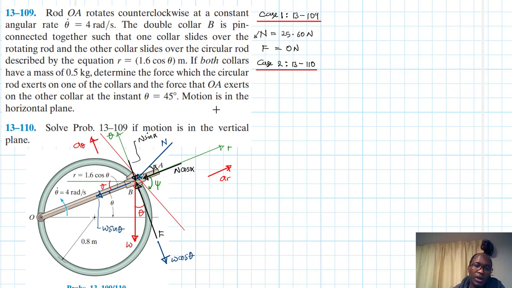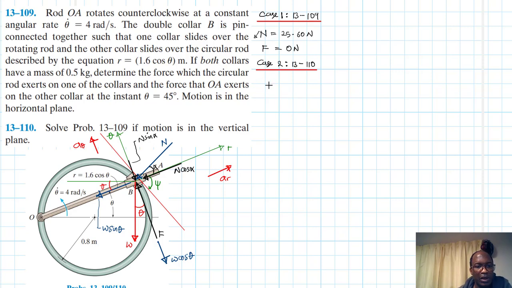So what do you think about the force in the second case, where this is in the vertical plane? You can pause the video and guess whether it will be more than 0 and what will be the value of N.